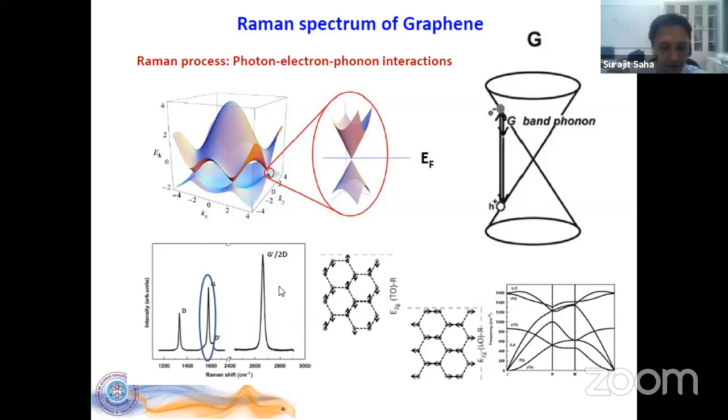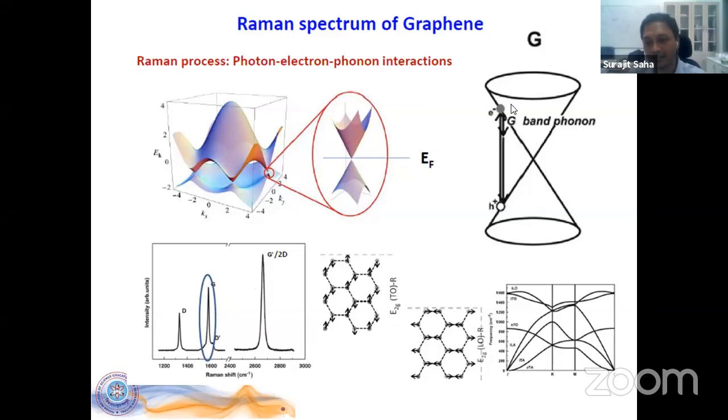I'll try to explain as I go ahead. So the G peak is basically, you can see, this is the cone, and the G peak is basically a transition involving the real states, and then a creation of phonon. And that is why even if graphene is single layer, one can imagine in single layer, the sample is giving me such a strong Raman signal.